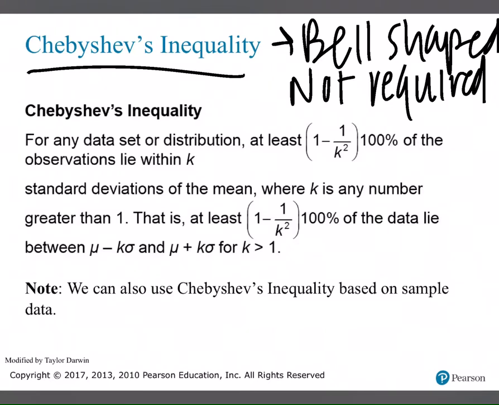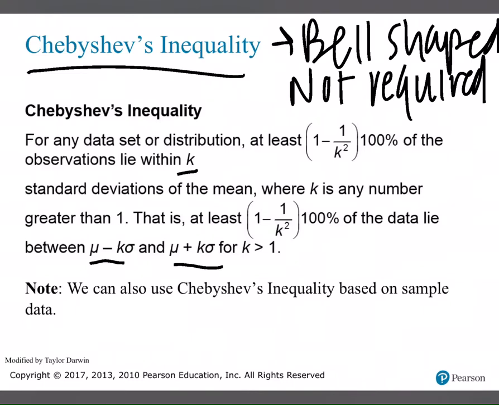So it says for any data set or distribution, at least 1 minus 1 over k squared times 100% of the observations lie within k standard deviations of the mean, where k is any number greater than 1. That is, at least 1 minus 1 over k squared, 100% of the data, between mu minus k times sigma and mu plus k times sigma, and k needs to be greater than 1.